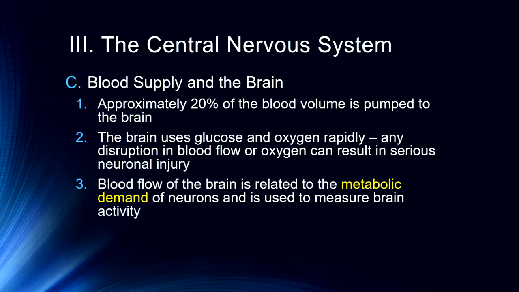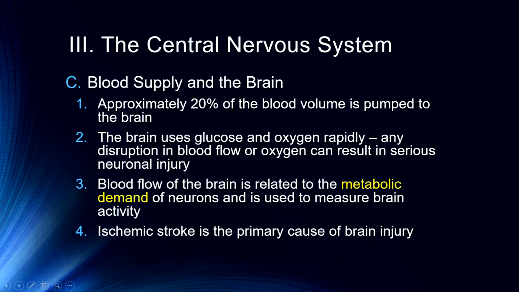So the brain has a high metabolic demand. And this is one of the ways we measure brain activity, by watching blood flow in the brain through what's called regional cerebral blood flow. We can also track where the brain is using glucose using positron emission tomography. Finally, ischemic stroke is the primary cause of brain injury throughout the world, generally caused by hypertension and aging.